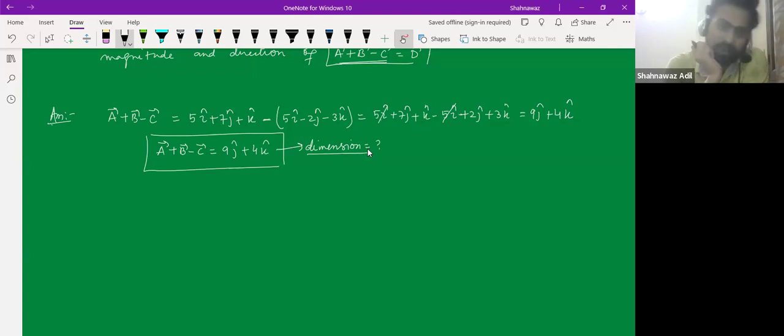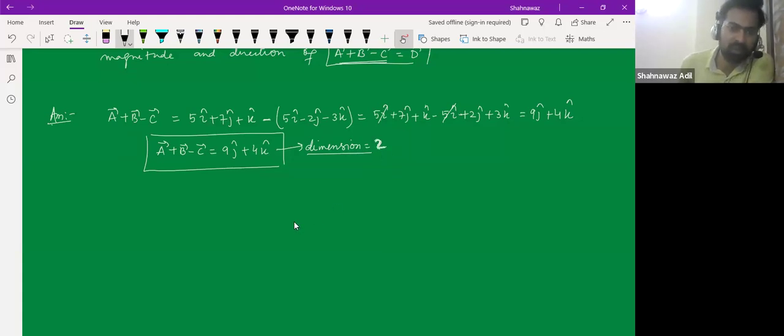Two. Two. So this vector is two dimensional, right? You have only y and z. The x component is zero. Right, there is no x component in here. So this vector is only in the y-z plane. So this is two dimensional, right?